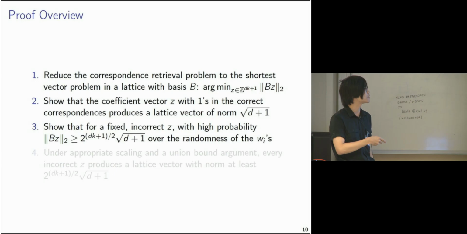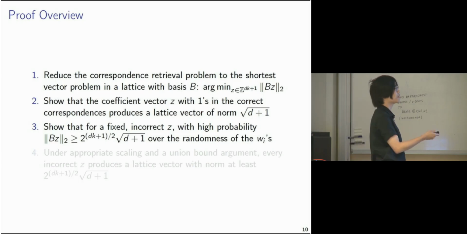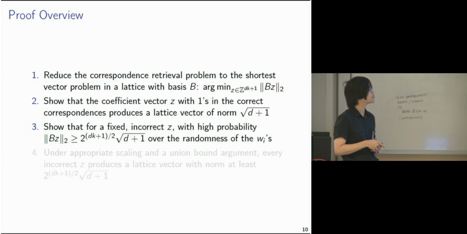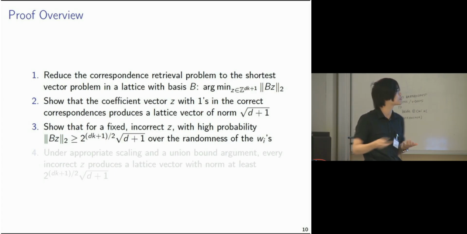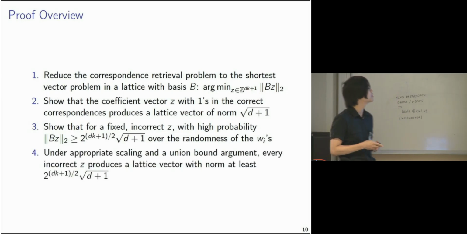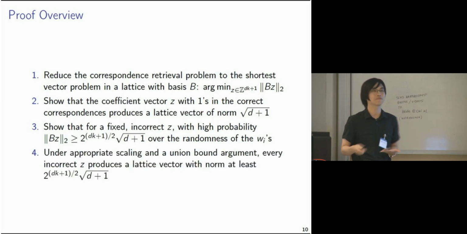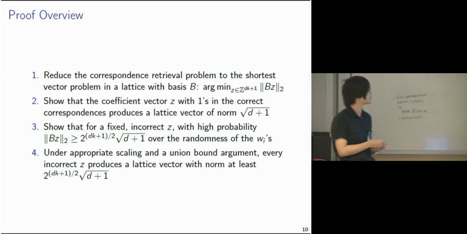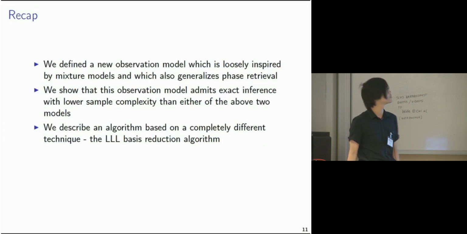Remember we have the exponential factor approximation. So we need to show that every other possible lattice vector is exponentially larger than what we've identified to be the shortest vector. The way we prove this is by showing that for any fixed incorrect vector, with high probability, it's large, and then applying a union bound argument over this. Then once we have steps 2 to 4, this shows that triple L is sufficient to recover the correct coefficient vector. Okay, we have 1 minute left.